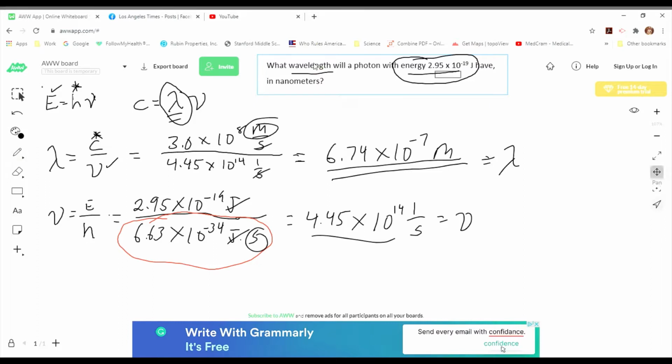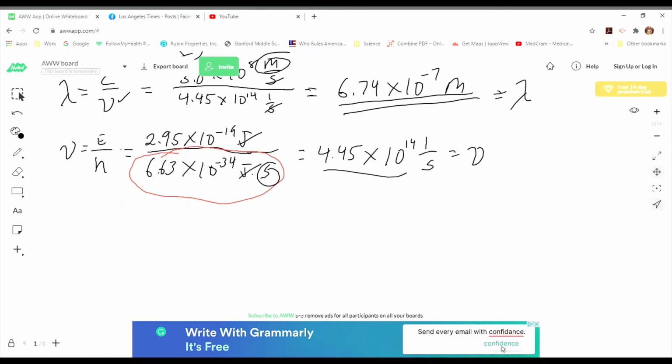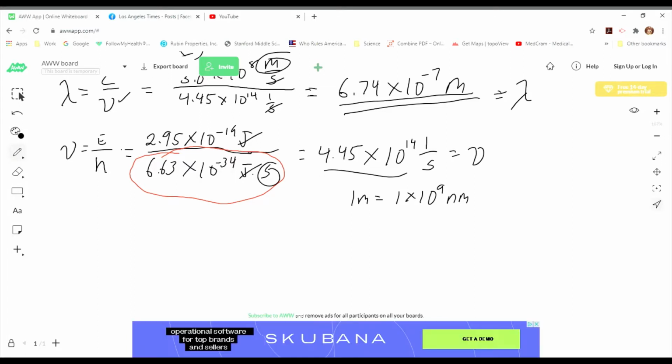And you will recall that the prefix nano means a billionth. So we know 1 meter equals 1 times 10 to the 9th, which is a billion, nanometers. So 1 meter is equal to 1 billion nanometers. Nanometers are billionths of a meter. So all I have to do now is convert 6.74 times 10 to the minus 7 meters.